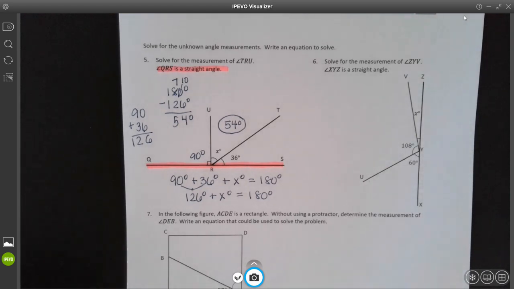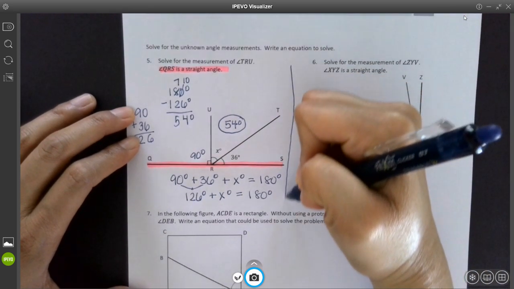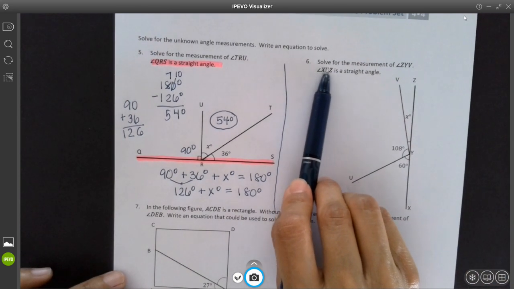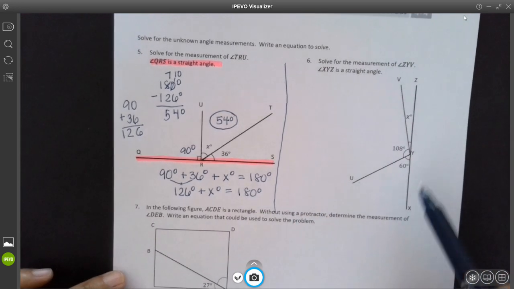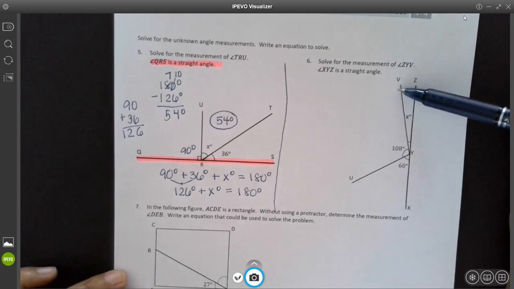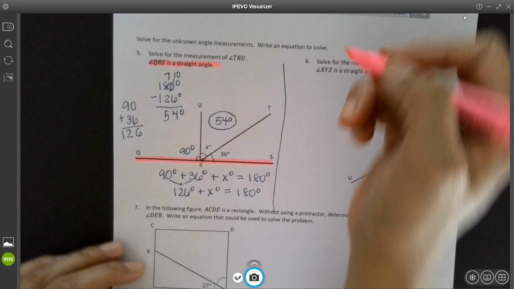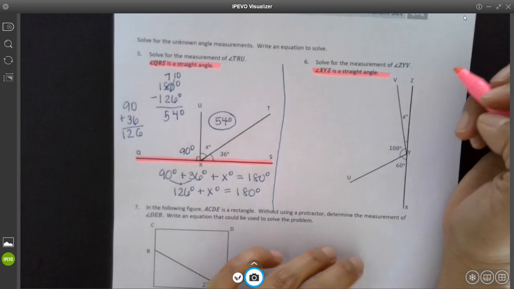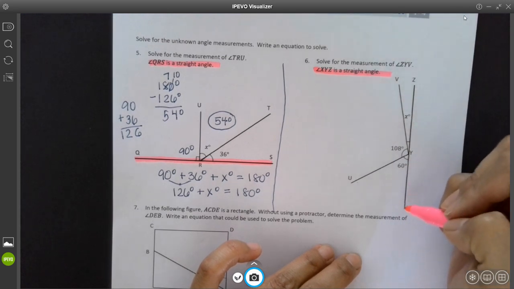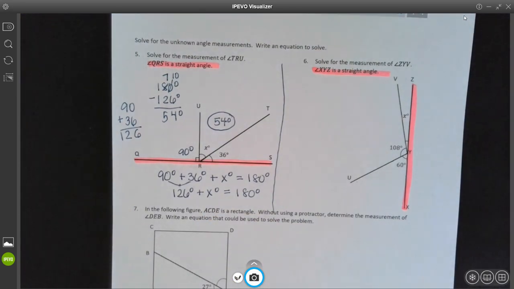Now, I'm going to draw a line here because I feel like I'm going to need some room. So this time, solve for the measurement of angle x. Angle XYZ is a straight angle. So again, we're using straight angle. I'm going to color code in pink angle XYZ. So X starts right here. XYZ. There's our straight angle.